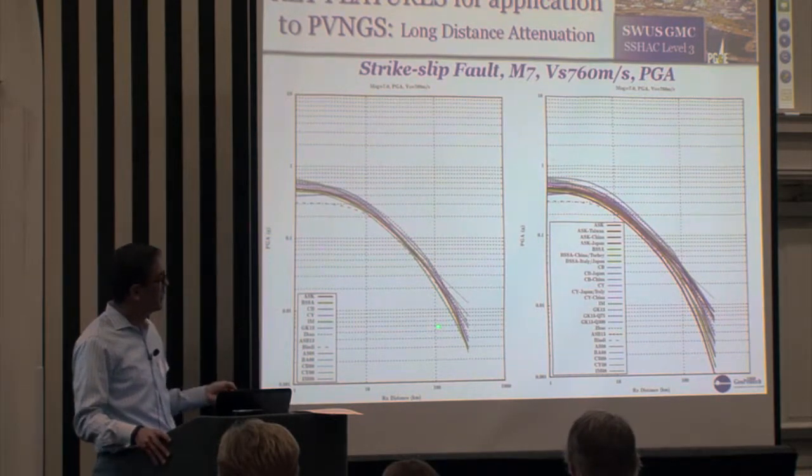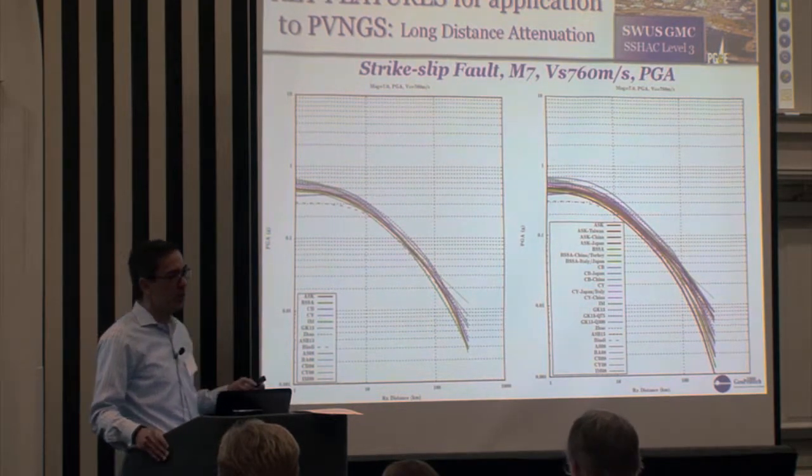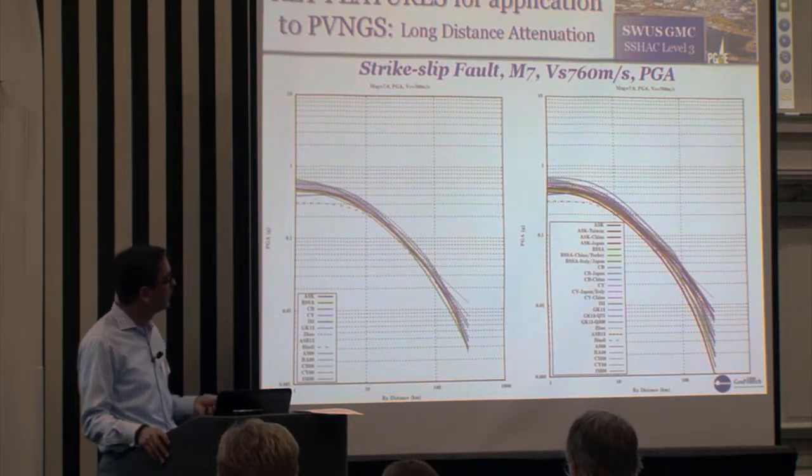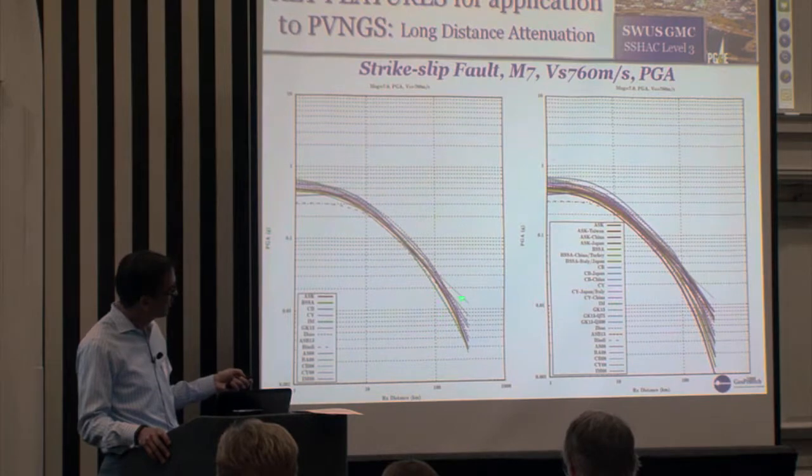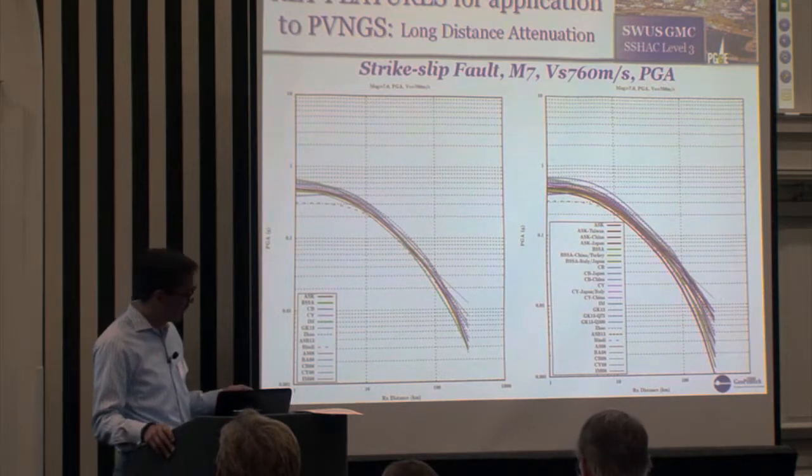On the left, I've got the 14 GMPE models, the ones we've been looking at and considering. You can notice that as you get beyond 100 kilometers, there starts to be a larger spread in the ground motion models, and it starts to flower out if you look at it that way.